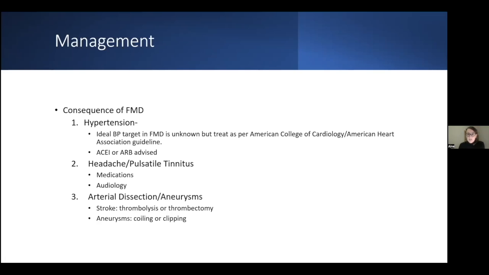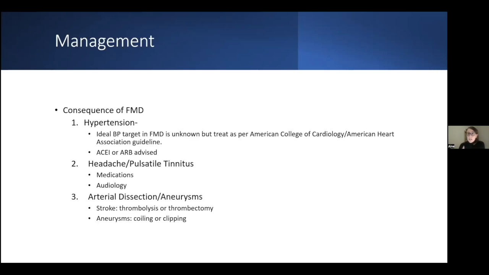Then cerebral manifestations such as headaches and pulsatile tinnitus, most of these are based on symptom control. You can use some medications that you would stereotypically use for migraines. There are some migraine medications that you would try and avoid in patients with FMD. So medications that cause vasoconstriction, or tightening of the vessel, that may be commonly used in migraines would be recommended to be avoided in patients with cerebral manifestations of FMD.